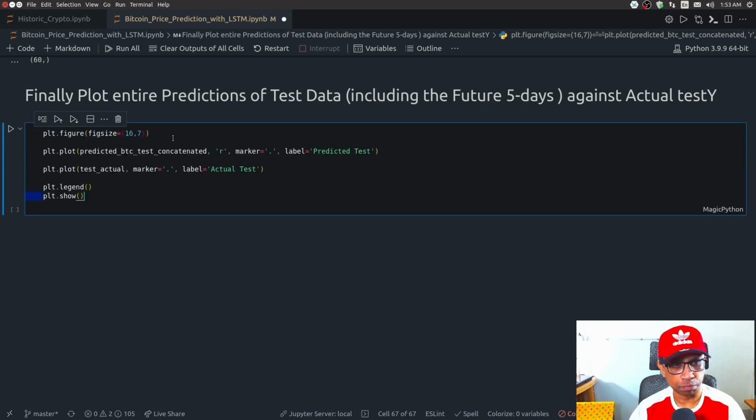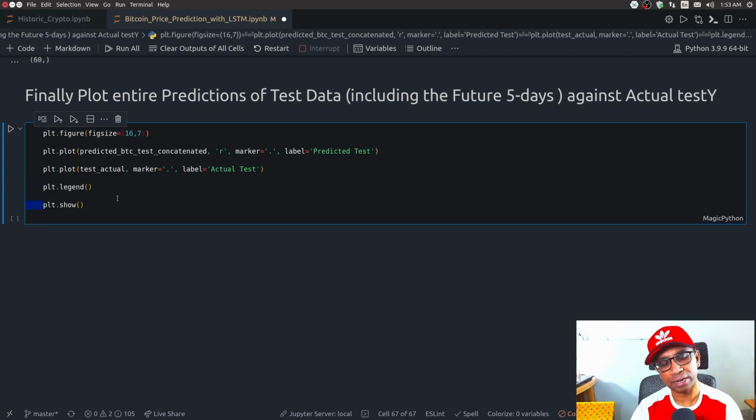So this will be my code for plotting. Again, just super simple. Defining the figure size, and then I'm plotting the predicted BTC test concatenated, and also test actual. Test actual is my actual ground truth data for the same period. So remember, this test actual will have 5 less number of days, because the actual number of trading data ended on 30th October 2021, but predicted BTC test concatenated, this variable has the actual trading days plus the 5 forecasted days. So let's run this cell.